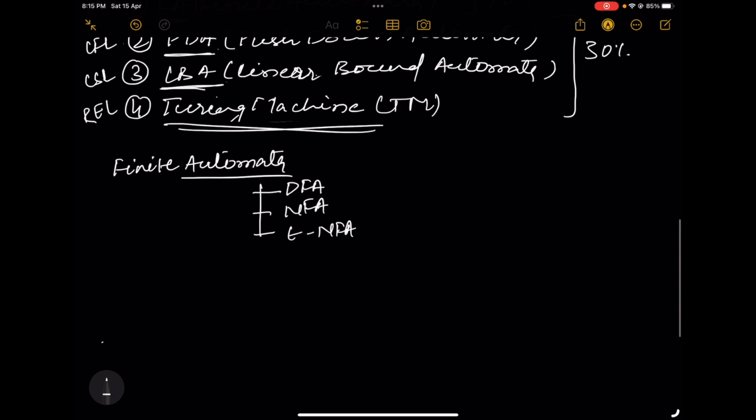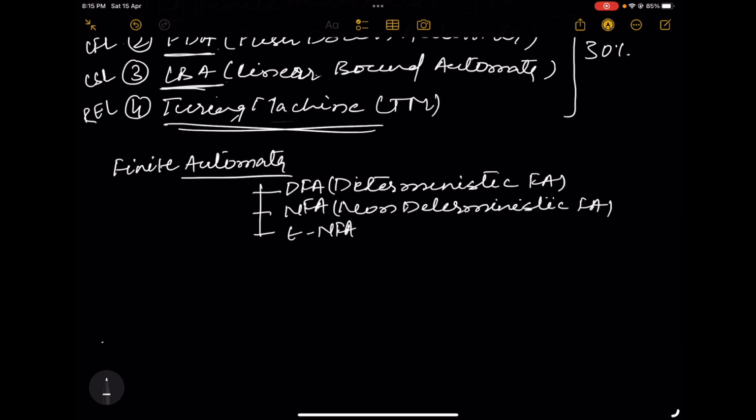Let me just write the full form so that you can simply note it down. And similarly, we are having the epsilon NFA, and epsilon NFA is exactly similar to NFA, but we can have a transition from one state to another state with the epsilon. Epsilon is just like you can transition from one state to another state without having any input.